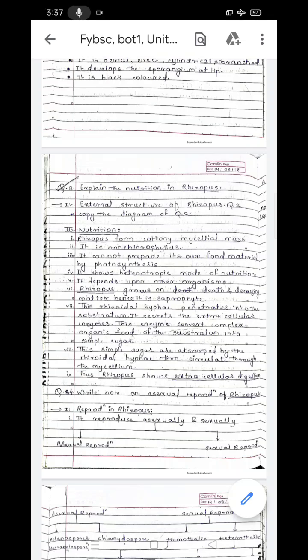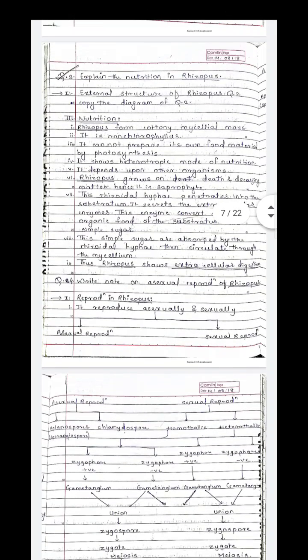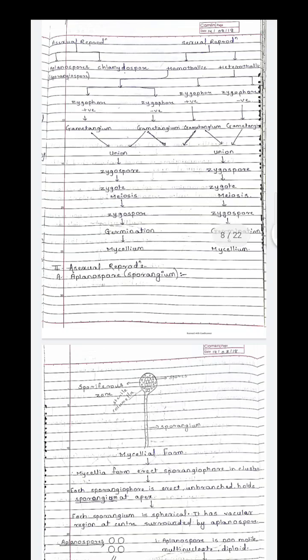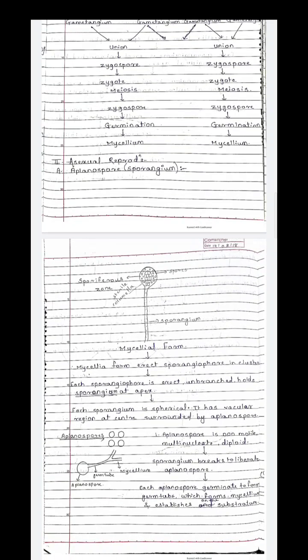Then the next point is regarding reproduction. In Rhizopus, asexual reproduction takes place by aplanospores and chlamydospores, and sexual reproduction takes place by the formation of gametangia in homothallic or heterothallic conditions. In aplanospores, you have to see this picture. From the mycelium, the sporangiophore is developed, and on this sporangiophore the different spores, or aplanospores, are formed.